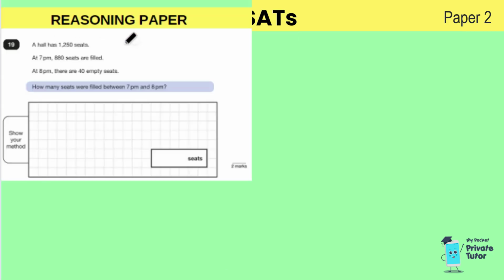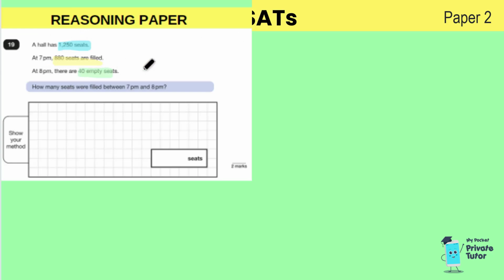Question 18. A hall has 1,250 seats. At 7 p.m, 880 seats are filled, and at 8 p.m, there are 40 empty seats. How many seats were filled between 7 and 8 p.m? Now, I would use the side here to annotate some of these clues. So I know that altogether there's 1,250 seats.